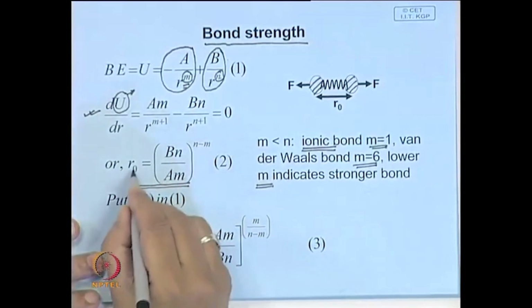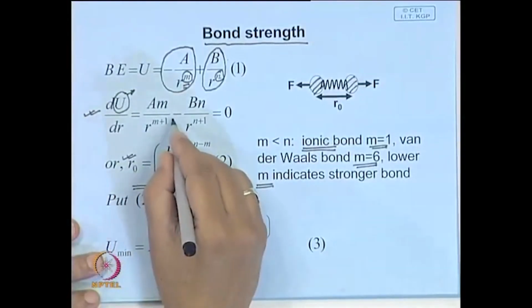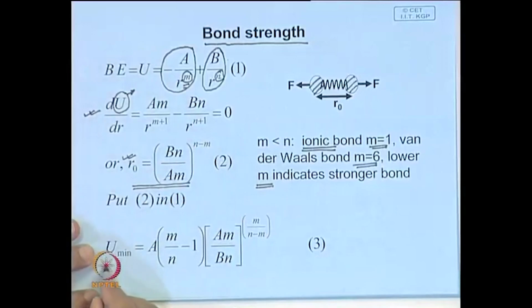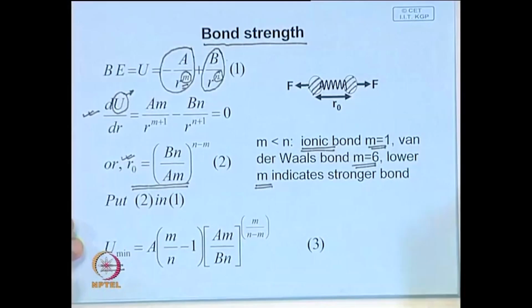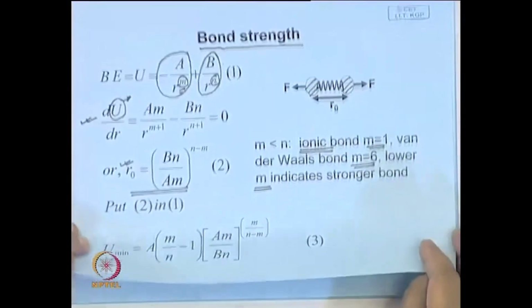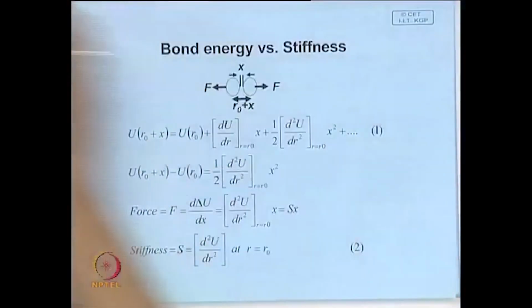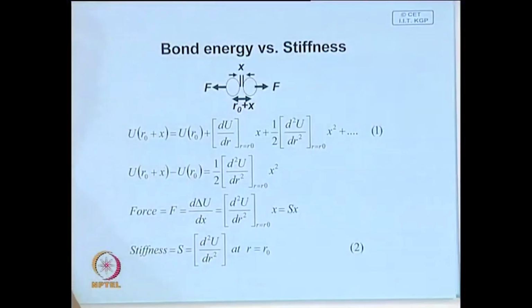Now, once you have found this, if you substitute this r naught in this expression, you will get the expression for the minimum bond energy. And a reference was made that this bond energy will have a direct relationship with the strength of the material.